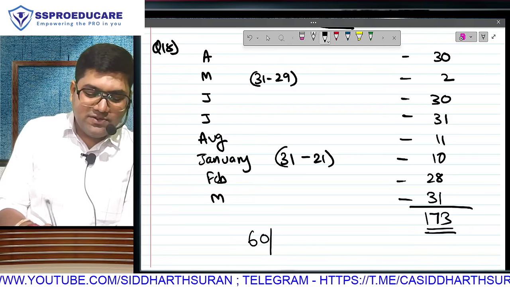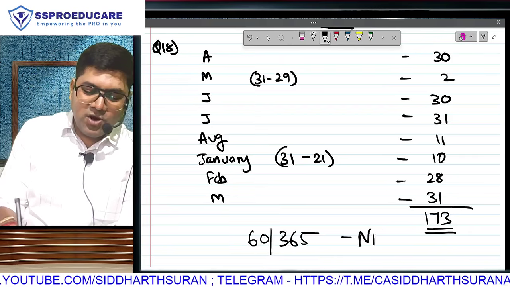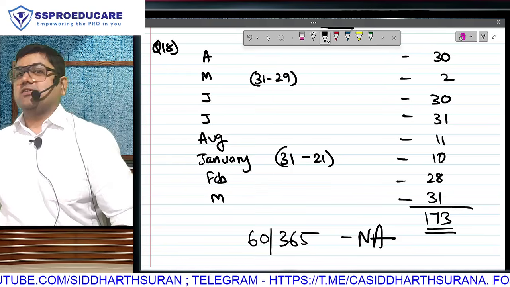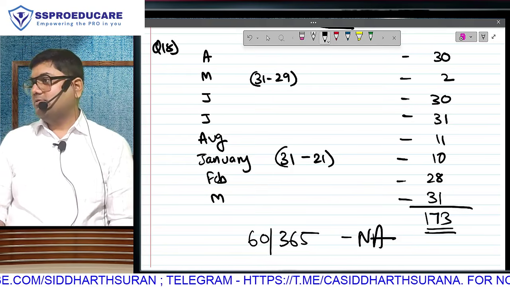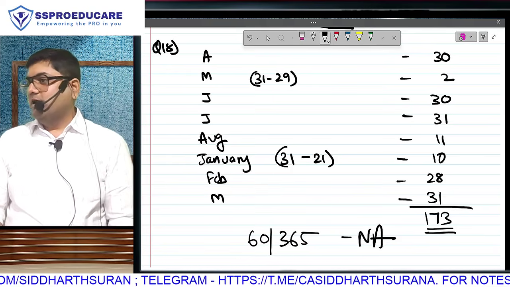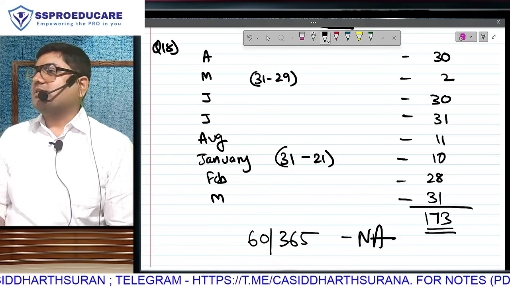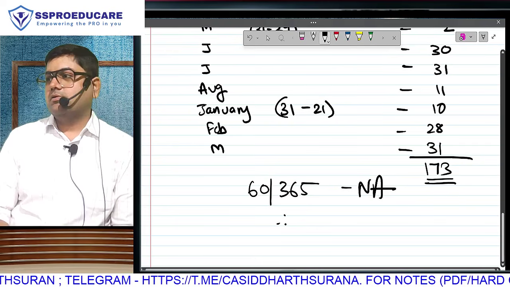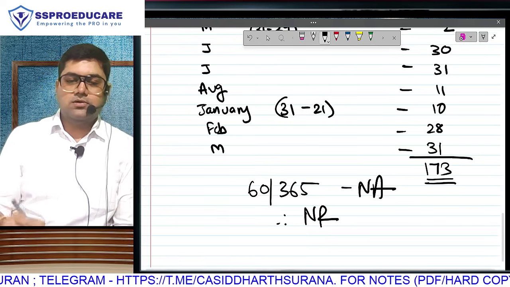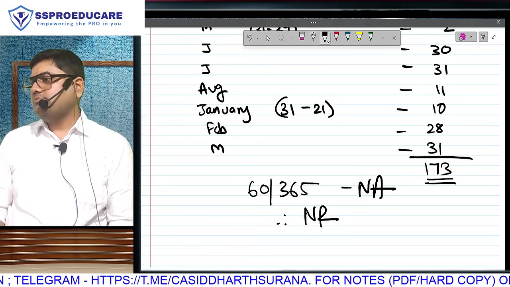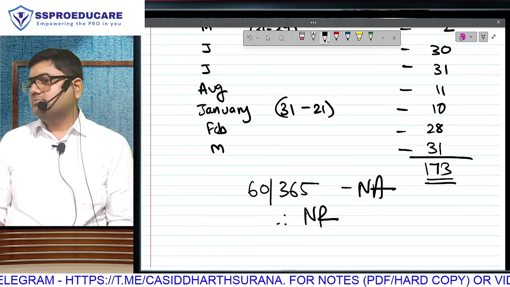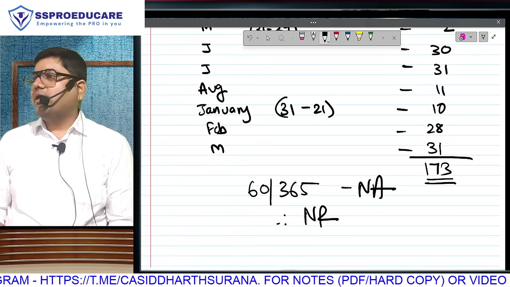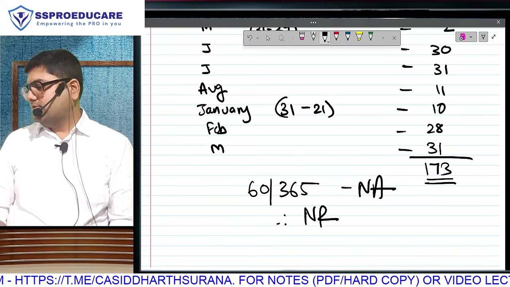63, 65 not applicable. This is where we studied about the crew member. 182 not fulfilled, 63, 65 not applicable. Therefore non-resident. Therefore non-resident.